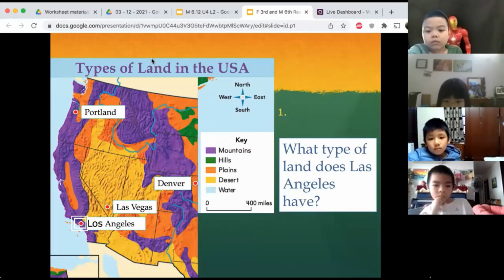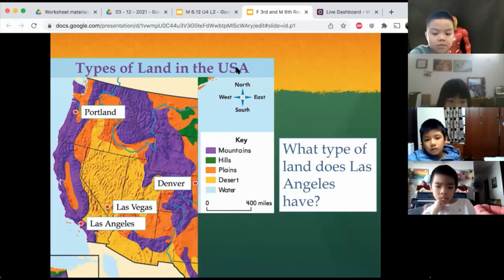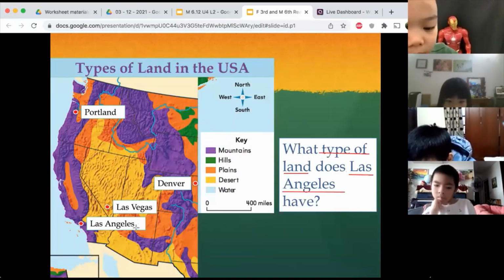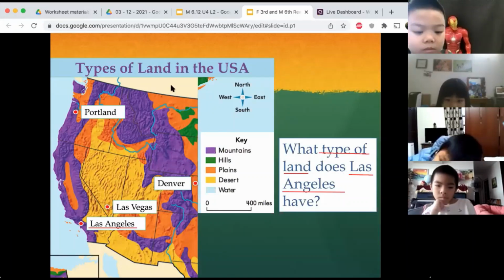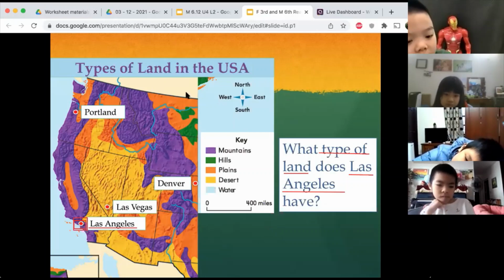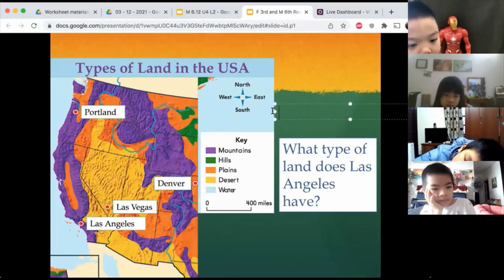Here, let me mute you for a second so you can hear clearly. Here's the question. What type of land does Los Angeles have? Here's Los Angeles. Los Angeles is this dot right here. So what type of land does Los Angeles have? Daisy? It is hot land. It's which one? No.